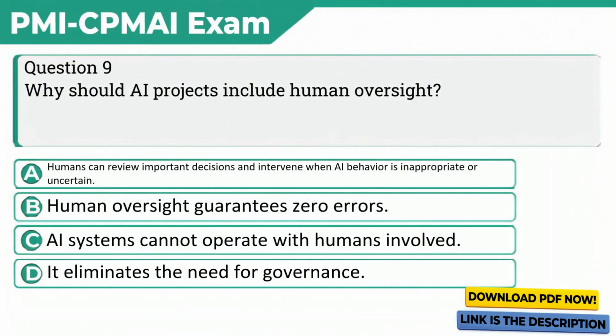Question 9. Why should AI projects include human oversight? A. Humans can review important decisions and intervene when AI behavior is inappropriate or uncertain. B. Human oversight guarantees zero errors. C. AI systems cannot operate with humans involved. D. It eliminates the need for governance.